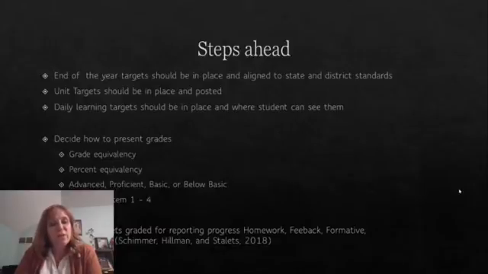Do we want a grading equivalency? Do we want a percent equivalency? Are we doing a ranking system where students are ranked advanced, proficient, basic, or below basic? Or are we using a number system that's aligned to our rubrics? It demonstrates to students, teachers, and parents what skills those students have. We also want to decide what gets graded for reporting, whether it's homework, a feedback assignment, a formative assessment, or a summative assessment.